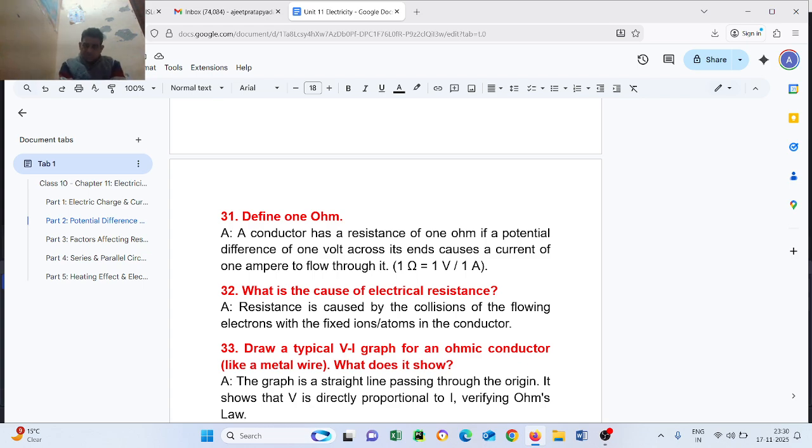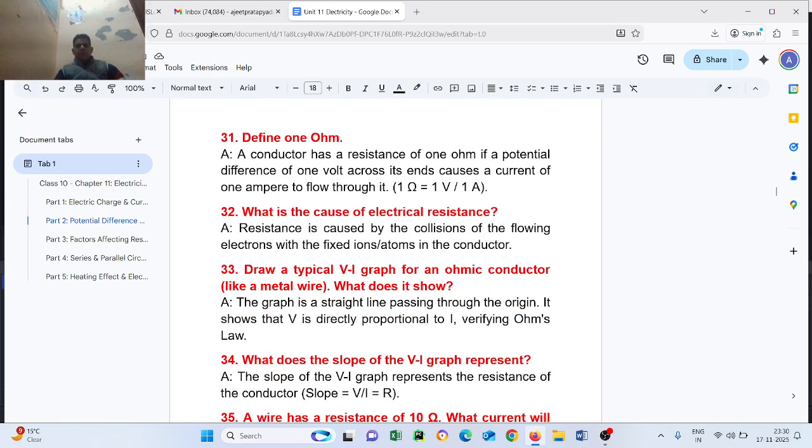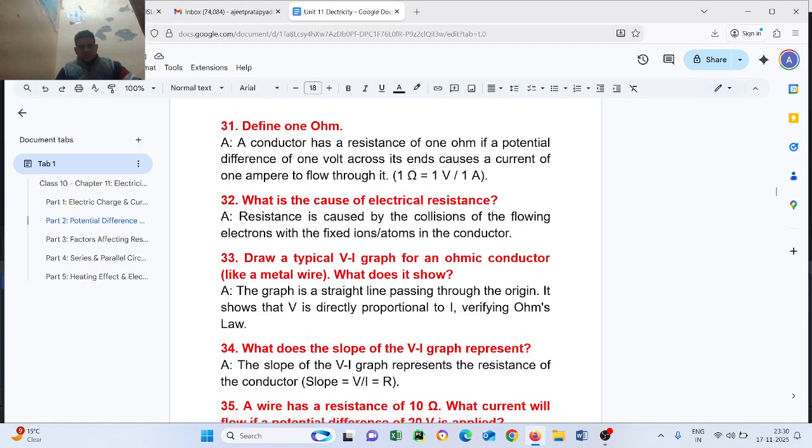What is the cause of electrical resistance? Resistance is caused by the collision of the flowing electrons with fixed ions or atoms in a conductor. Question number 33. Draw a typical VI graph for an ohmic conductor like a metal wire. What does it show? The graph is a straight line passing through the origin. It shows that V is directly proportional to I, verifying Ohm's law.